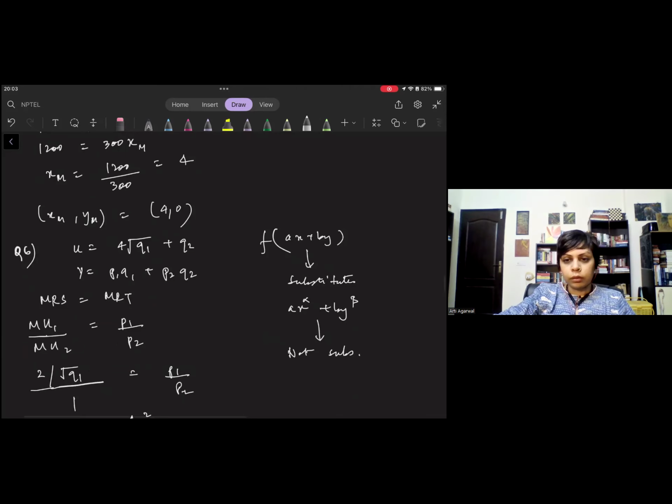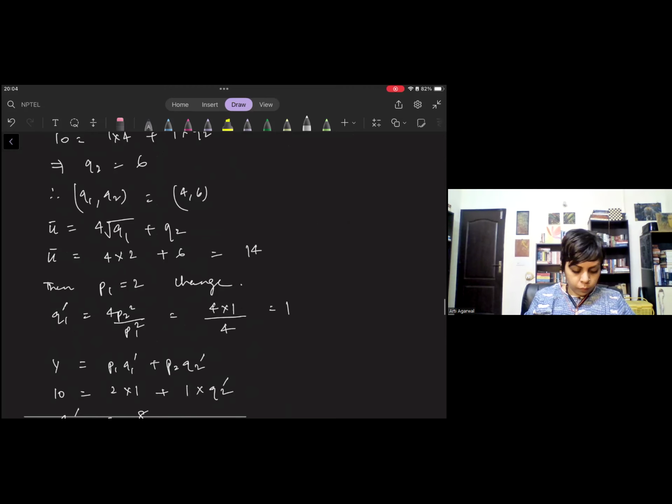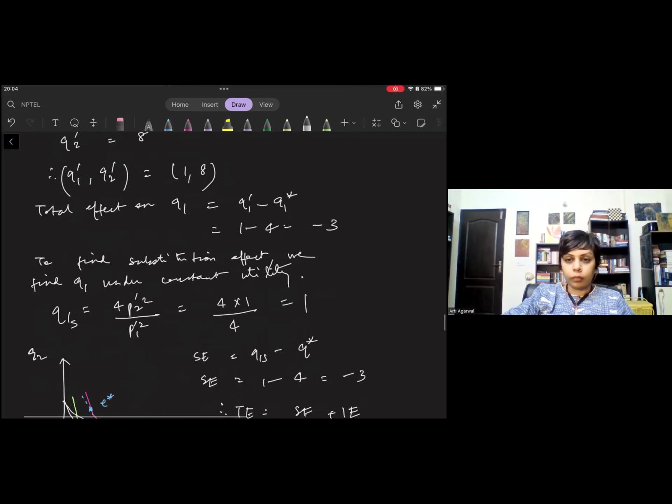Ma'am, total effect, if we go on Q1, it is Q1 dash minus Q1 star. It's coming as negative. Will it be negative, or what do we take it as? No, it will be negative only. A lot of times the effect will be negative. If price is increasing, is it that surprising that the quantity is decreasing?